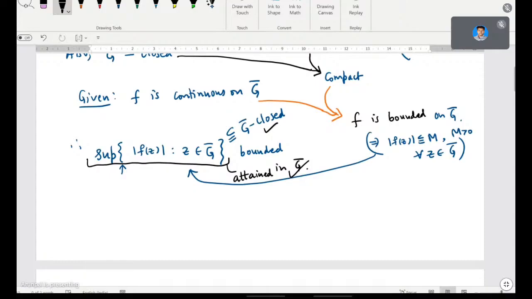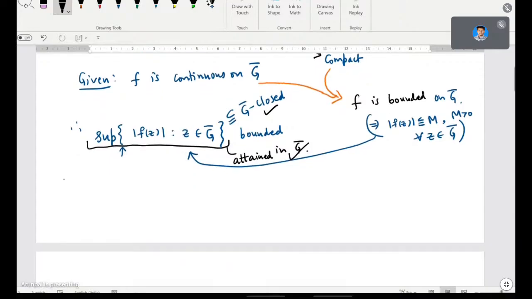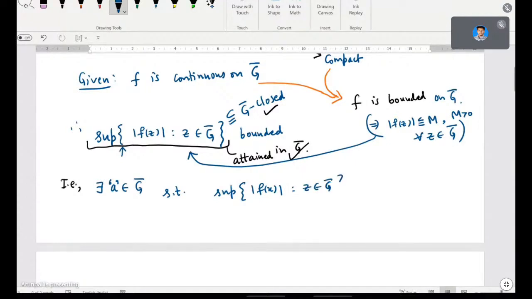If it is attained in G bar, it means what, class? It means that there exists some A in G bar such that the supremum of this set is equal to this. Is this okay, class? We are having some point A in G bar at which we get this value.